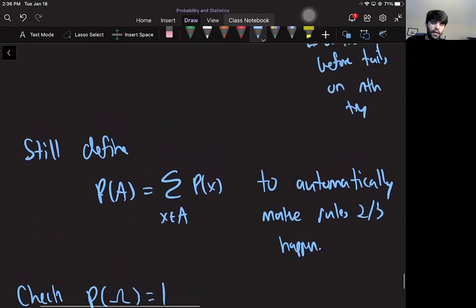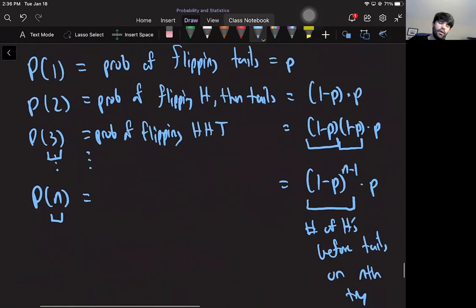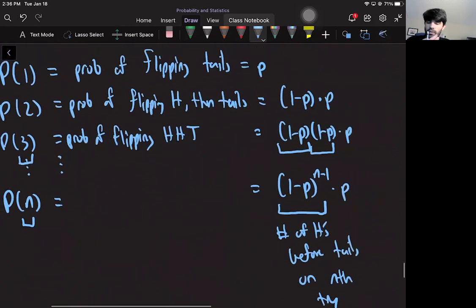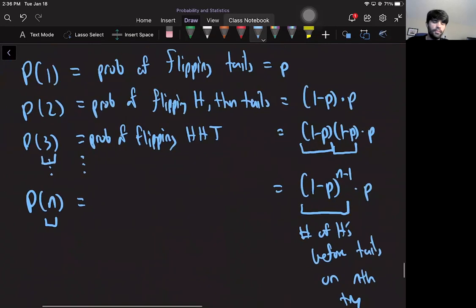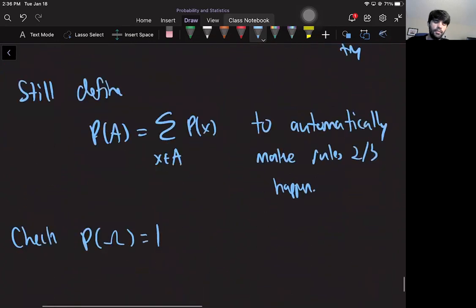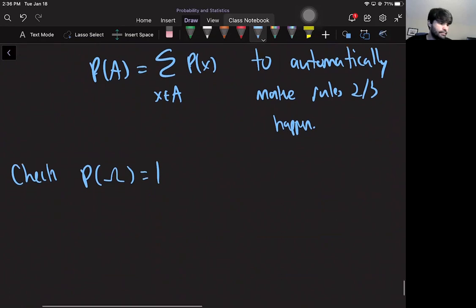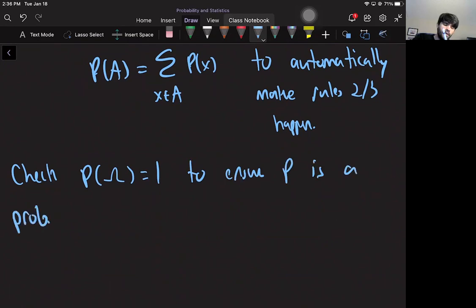So how the heck do we do that? Well, I just need to add up all the probabilities of all the outcomes. That's just like what we did before. When it was finite, if it only went up to 5 things, we just had to add up the probability of those 5 outcomes and make sure they add up to 1 to make sure that this property happens. But now it's infinitely many things, but luckily we've all taken Calc 2, so we can add up infinitely many things just fine. Okay, so how do we do this? So we gotta do this to ensure P is a probability function.